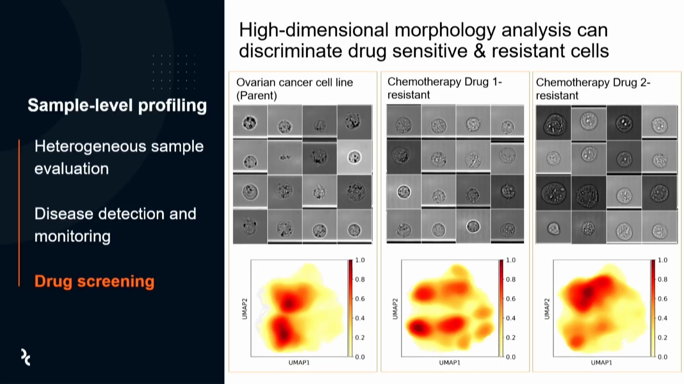And now another key application area, because this is single-cell morphology, is drug screening, examining the effects of drugs on cell morphology, and then being able to identify cells that will be sensitive or resistant to a drug. Shown here is an ovarian cancer cell line. It was treated with either chemotherapy drug 1 or drug 2. And we were able to run it through the Deepcell platform and, through high-dimensional morphology analysis, discriminate drug-sensitive and drug-resistant cells. That's reflected in these differential density distribution plots at the bottom, which highlight these drug-resistant cell populations compared to the parent cell line.